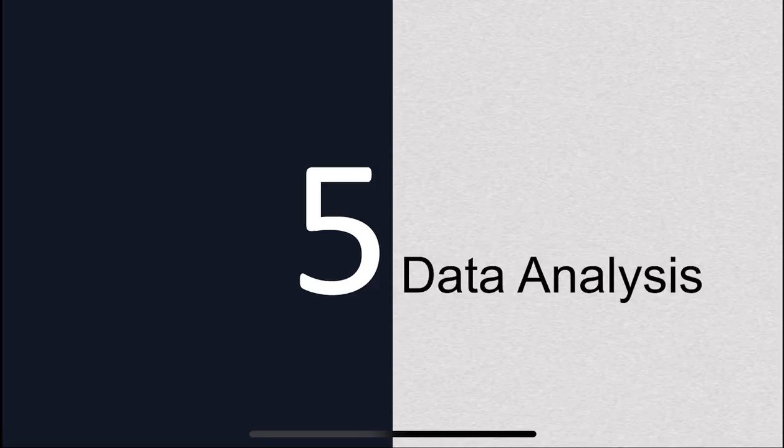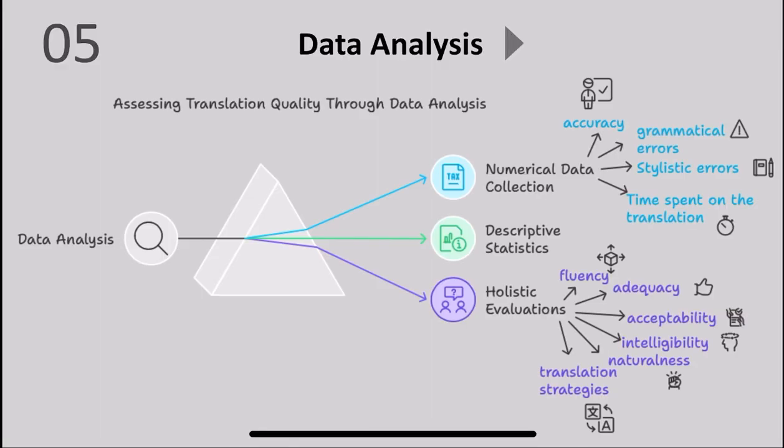Coming to the data analysis. I've done the analysis over three different stages. The first one was numerical data collection, where I searched for any issues with accuracy, grammatical errors, stylistic errors, and also the time spent on the translation. And then I created some descriptive statistics. And then finally, I've made some holistic evaluations on fluency, adequacy, acceptability, intelligibility, naturalness, and translation strategies.